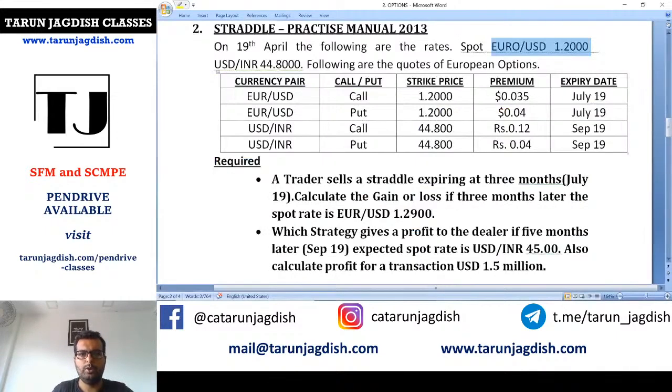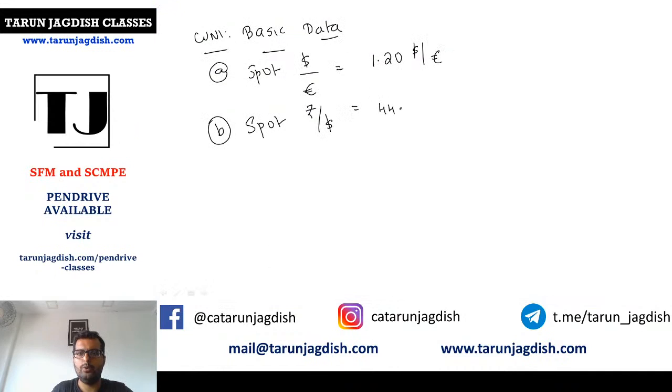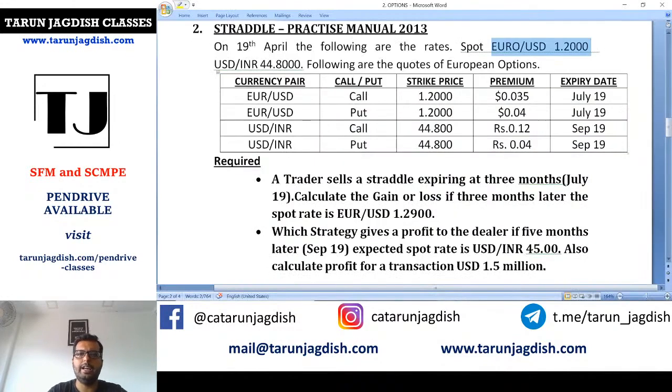Point number B, spot rupee per dollar is given below as how much? 44.80 rupee per dollar. Then they have given a table where they have given the exercise price, premium, expiry date. So expiry date is July 19 for dollar bar euro, September 19 for rupee bar dollar, and the original date is 19th April. So 19th April to July is how many months? May, June, July, 3 months.